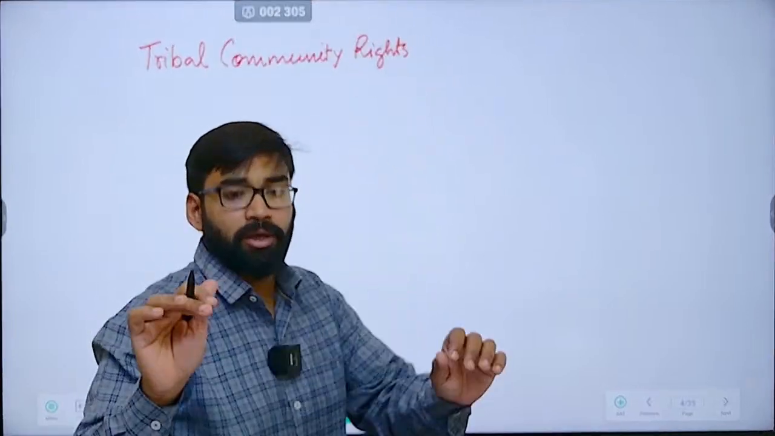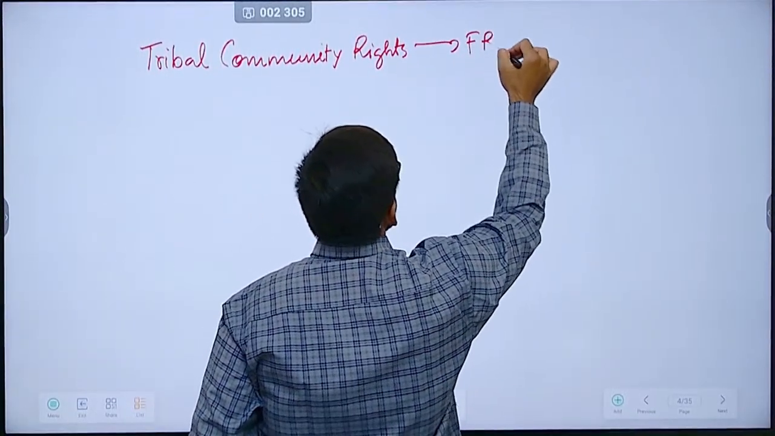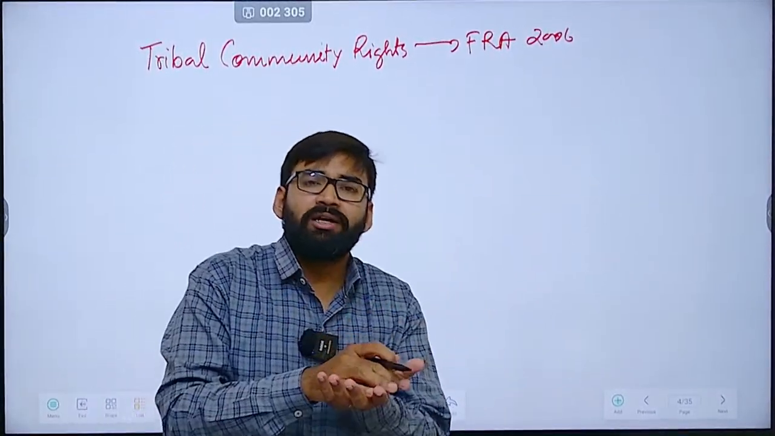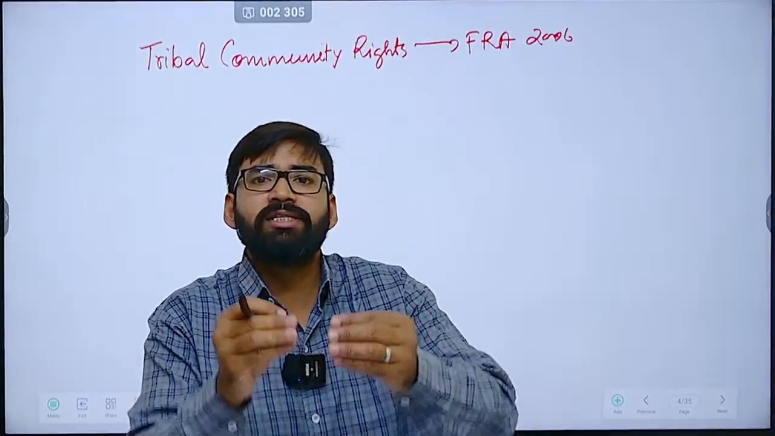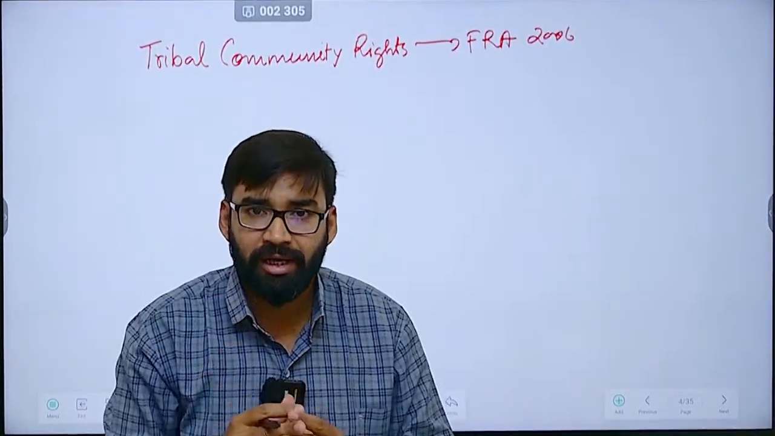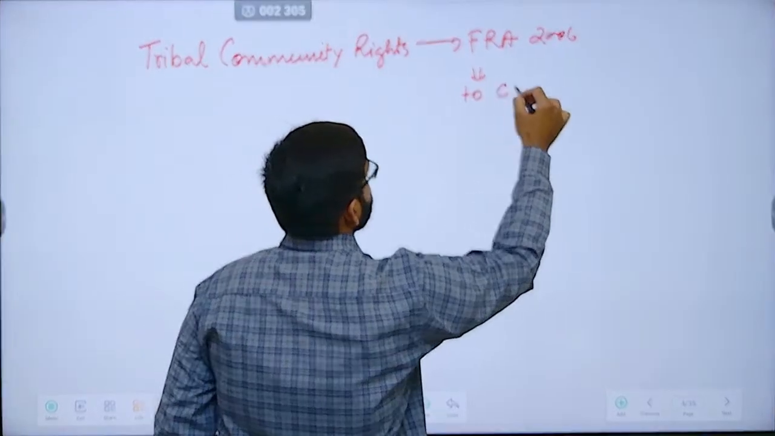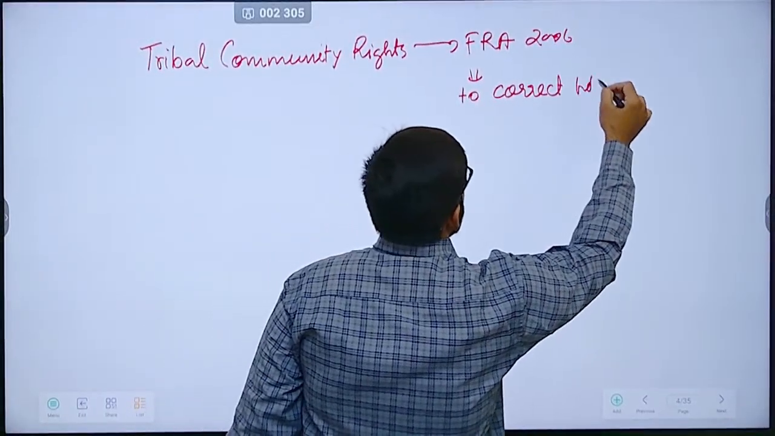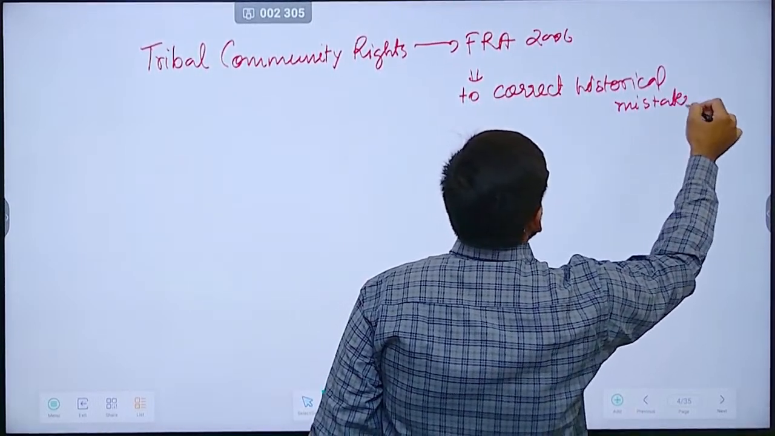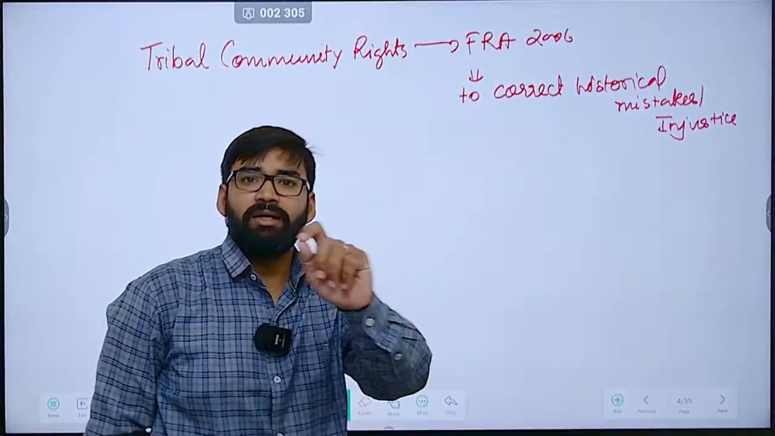Tribal community rights. Now what are the things that you can mention under community rights? You can mention the Forest Rights Act 2006. It recognizes whom? It recognizes the individual as well as whole tribal community rights over the forest areas. Why did this act come? You can mention to correct historical mistakes or injustice. This is the relevance.